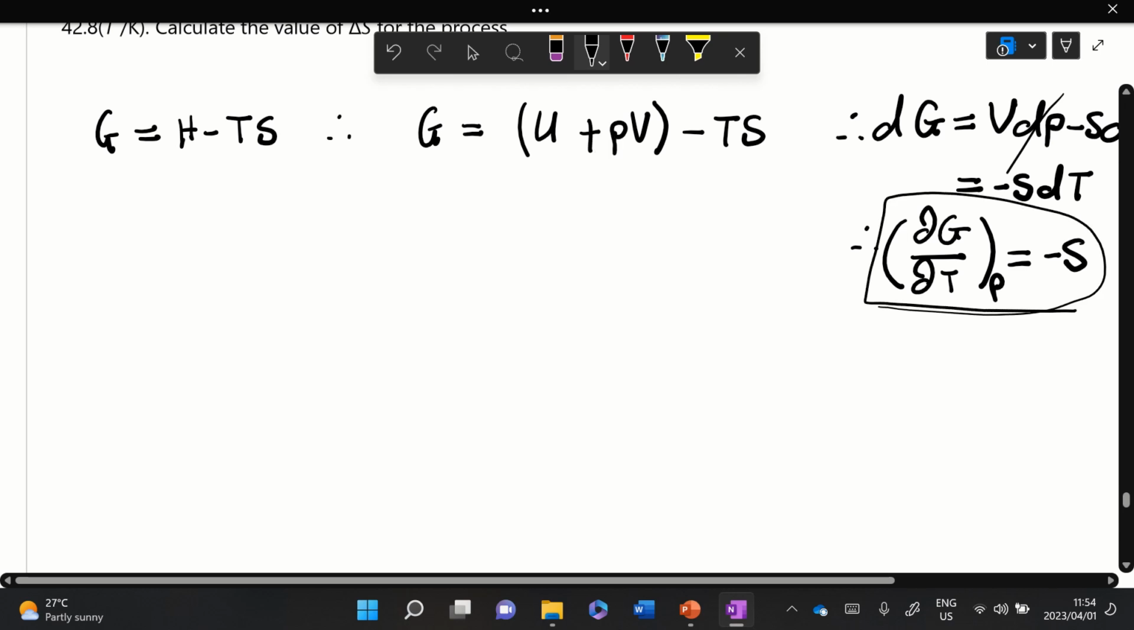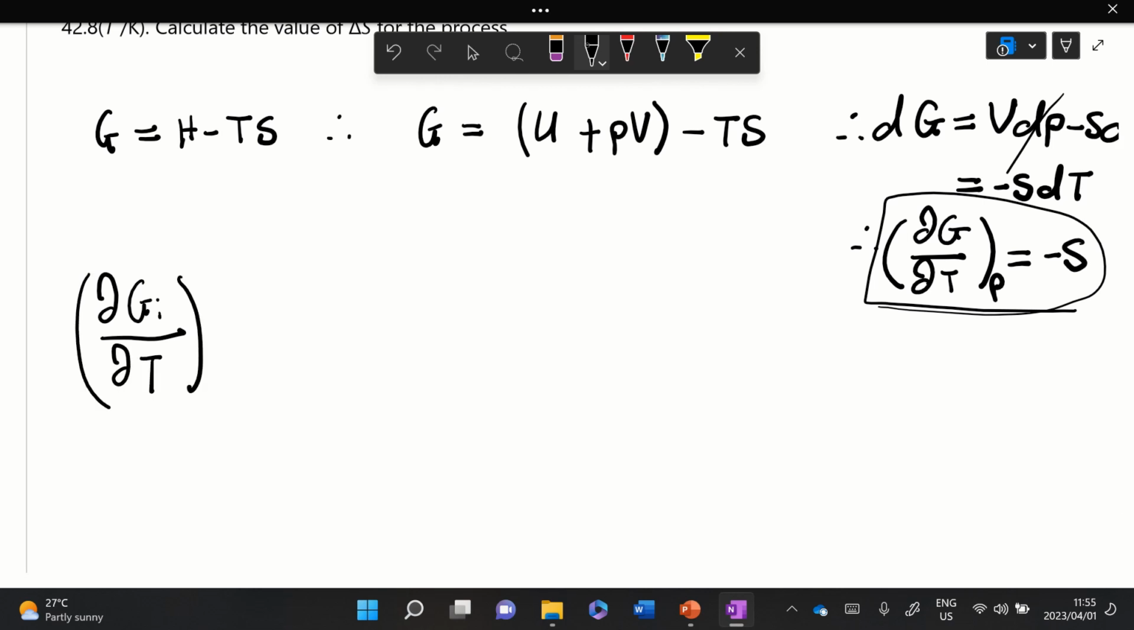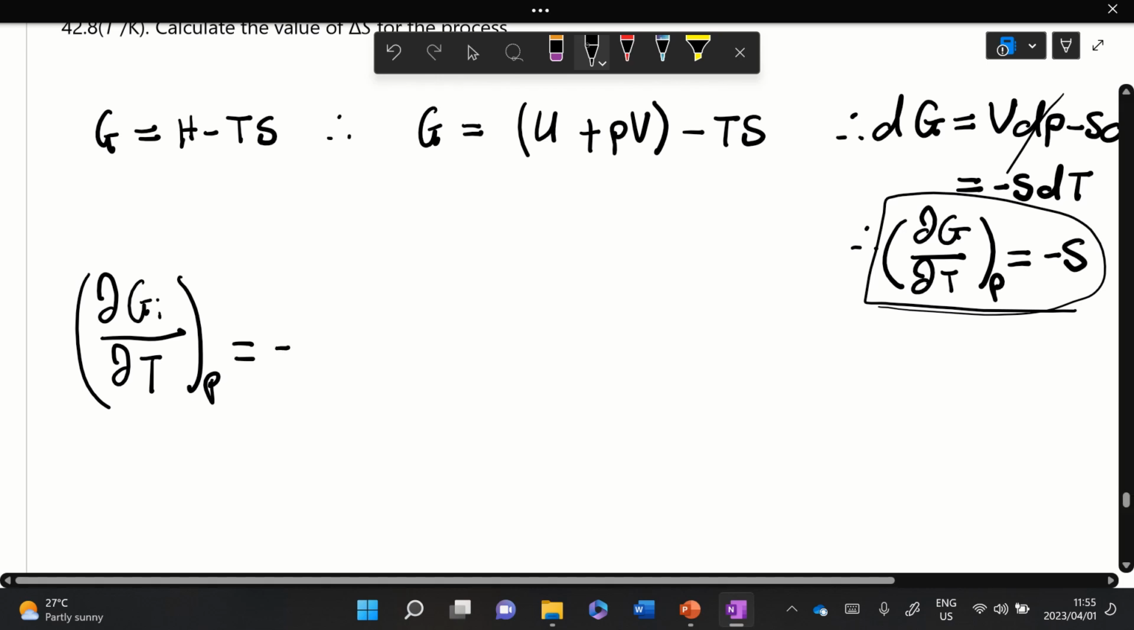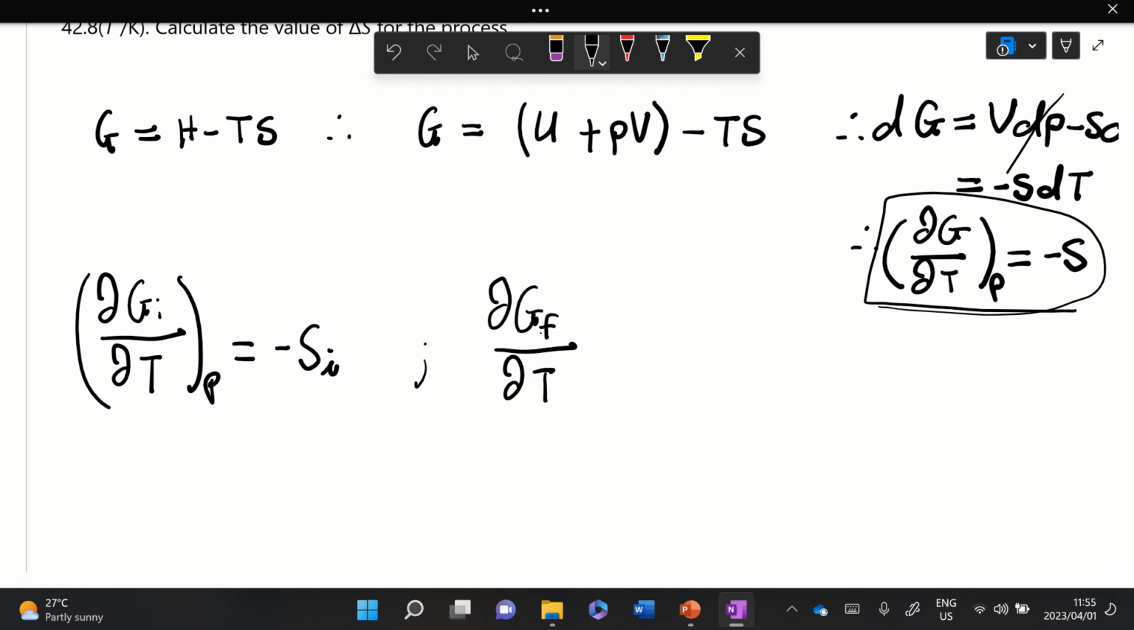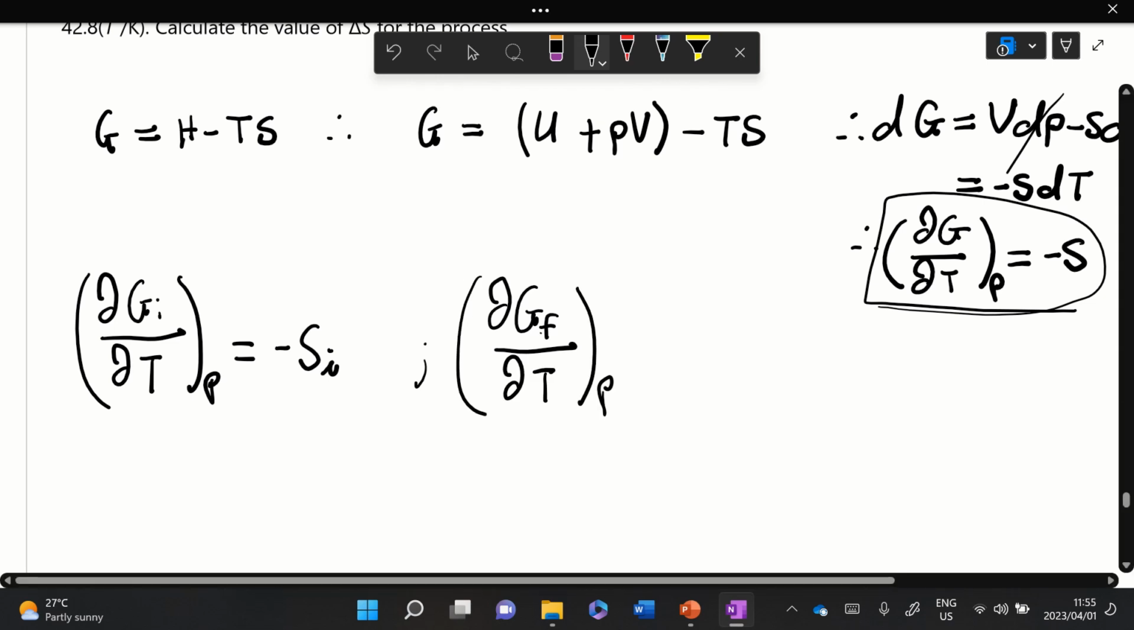So, in other words, if this is a combination of state functions, we say that the derivative of the initial Gibbs energy will just be equal to minus the initial entropy. And similarly, the derivative of the final Gibbs energy will just be equal to minus the final entropy. Okay.